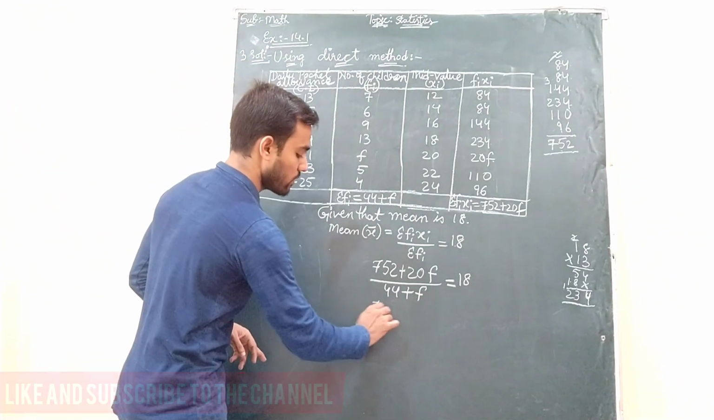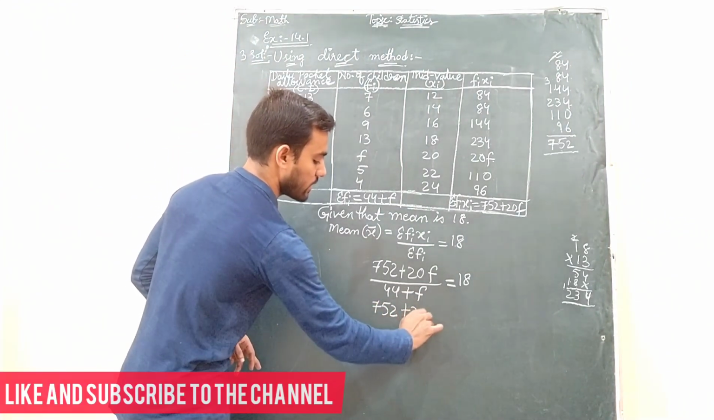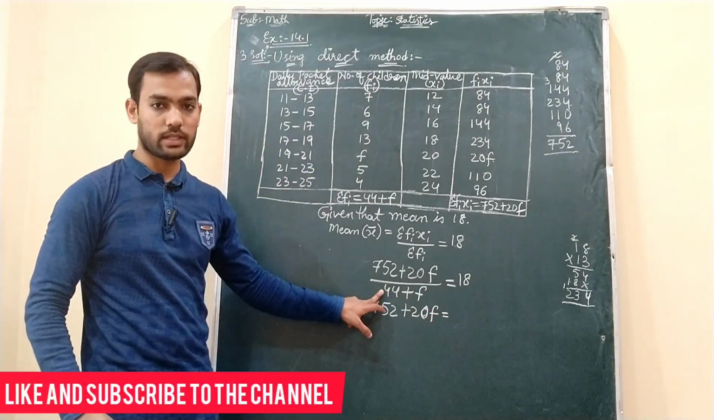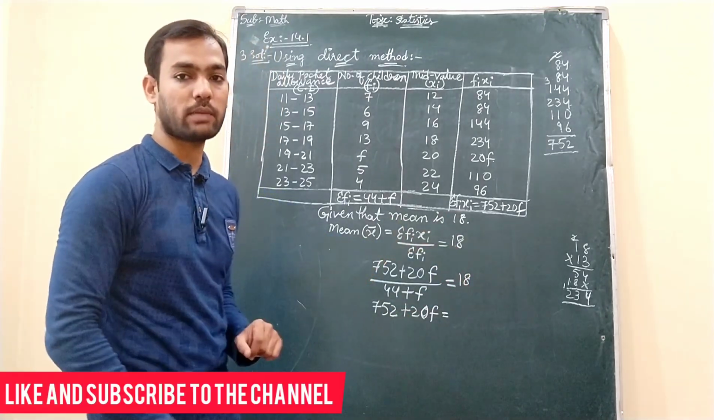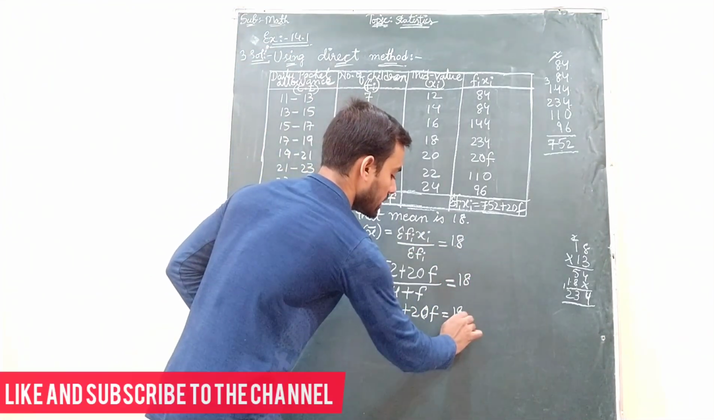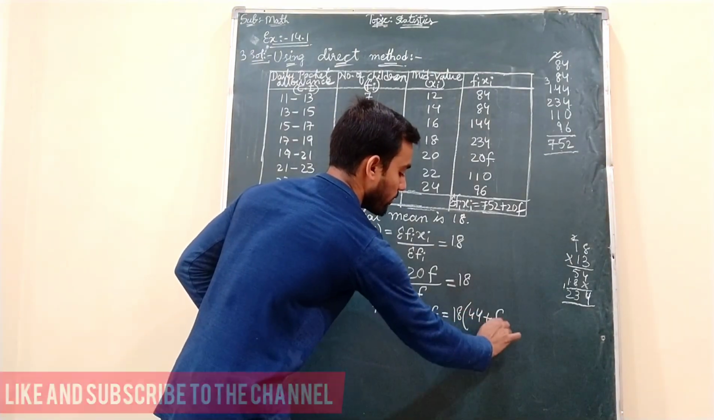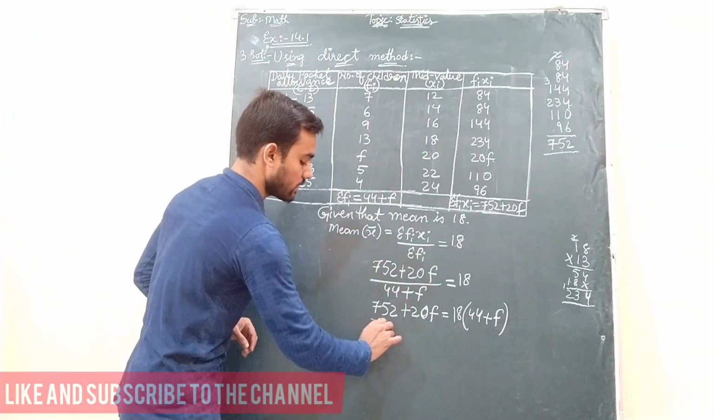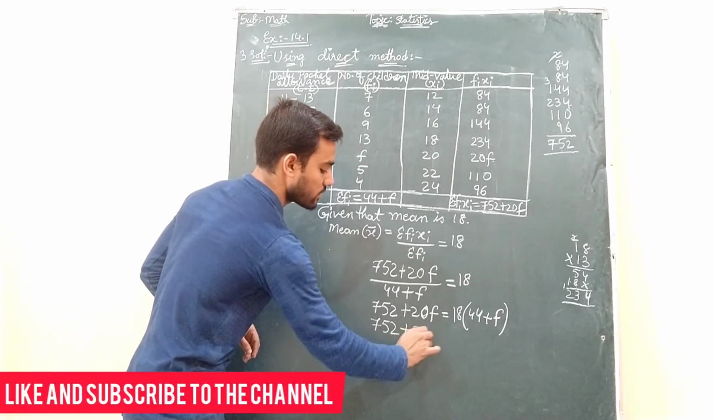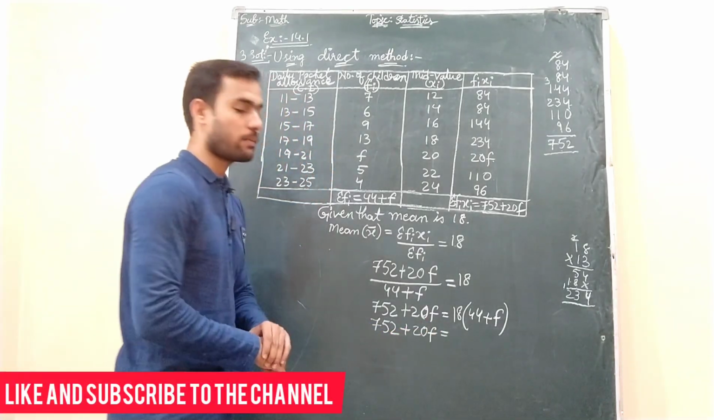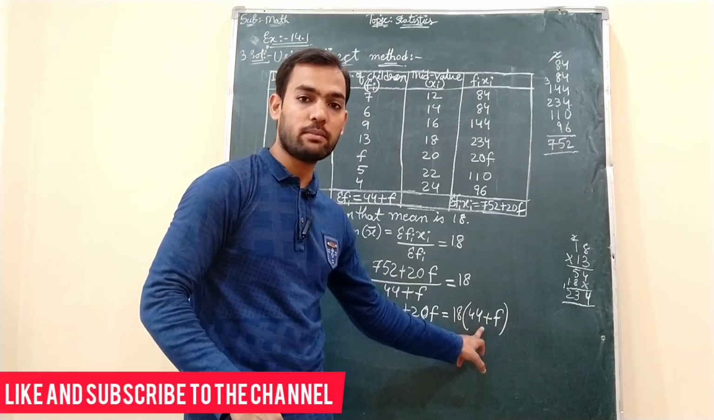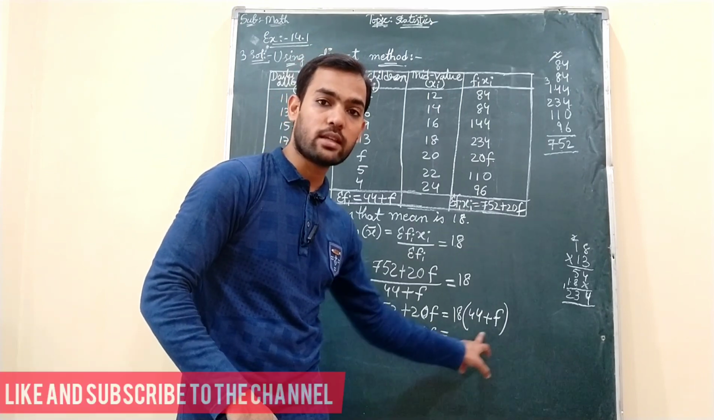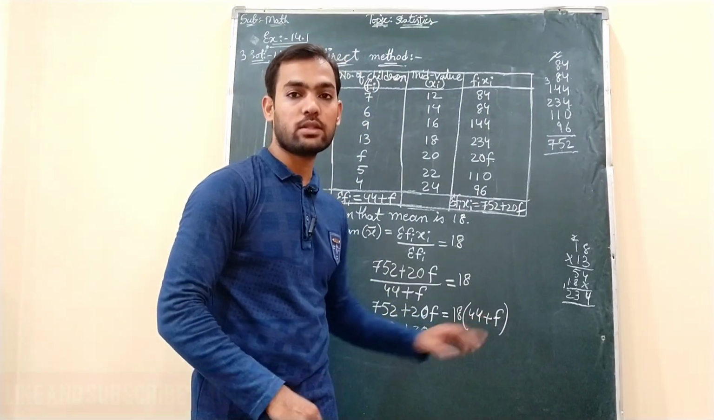This 752 plus 20f we will keep as it is. This 44 plus f is in division, so when you transpose it towards the right hand side, it gets multiplied with 18. So you get 18 into 44 plus f. Okay students, in the next step, this 752 plus 20f we will keep as it is. Now this 18 is in multiplication with 44 plus f, so separately we need to multiply 18 into 44 as well as 18 into f. First we will multiply 18 into 44.